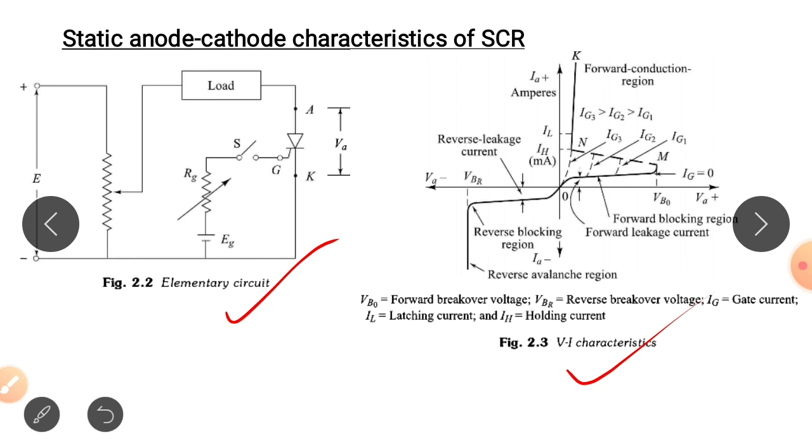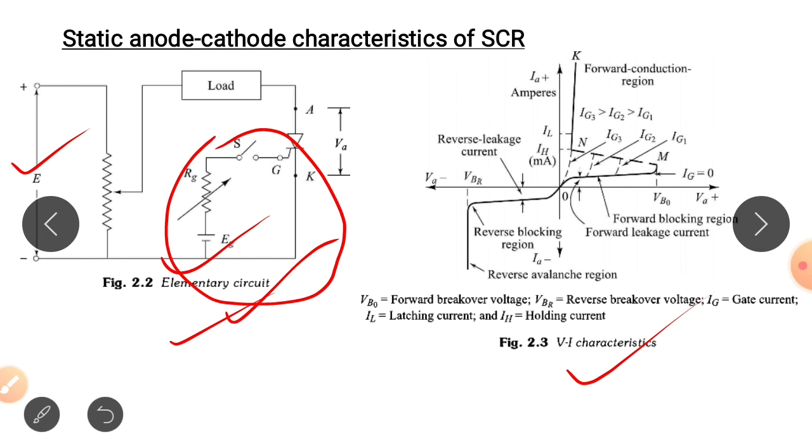So in this elementary circuit, SCR's anode cathode are supplied from the main power supply, that is E, and the gate cathode circuit is supplied from the source EG. Okay, so this is all about the elementary circuit of SCR. Here the SCR is connected to the main power supply through the external load. So what happens when we give the supply to this power semiconductor device? Let's see through this VI characteristics of SCR.